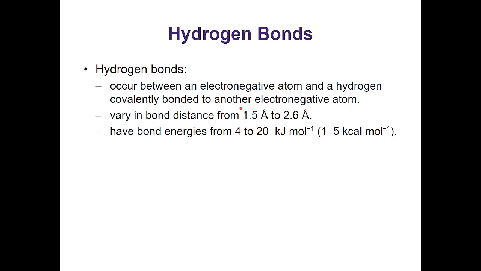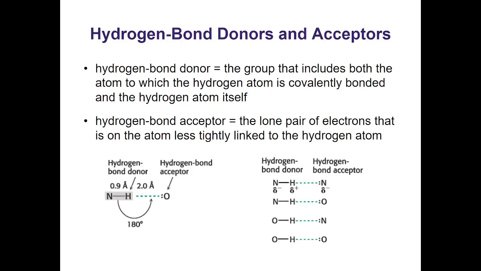Anybody have any questions about that so far? No? Okay. Note that it does take some serious energy to go and break all the hydrogen bonds in something, doesn't it? Okay? Okay, so let's talk about hydrogen bond donors and acceptors. The hydrogen bond donor is the group that includes both the atom to which the hydrogen atom is covalently bonded and the hydrogen atom itself. This would be your hydrogen bond donor right here. Okay? It's the one that donates the hydrogen in the hydrogen bond.